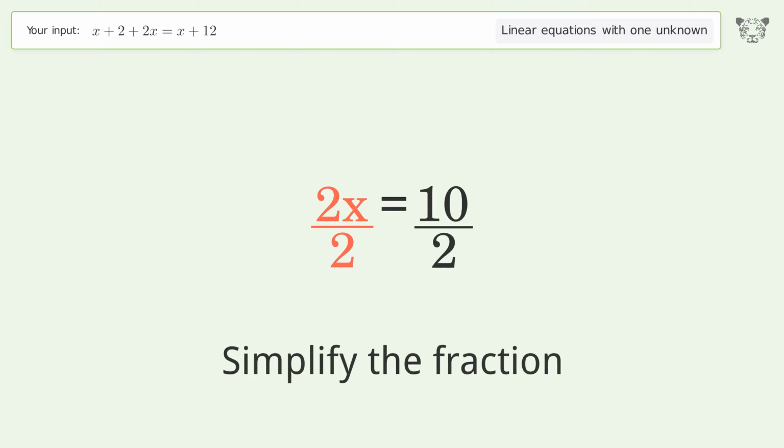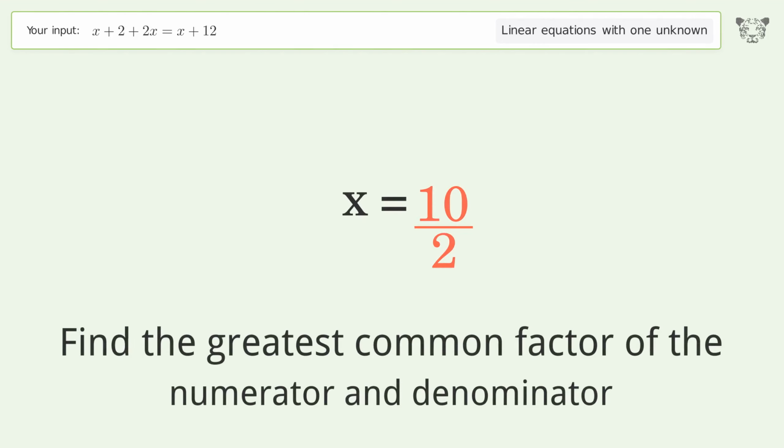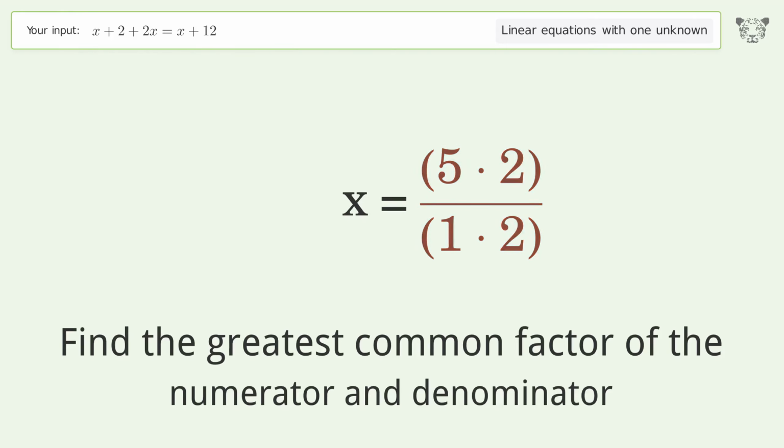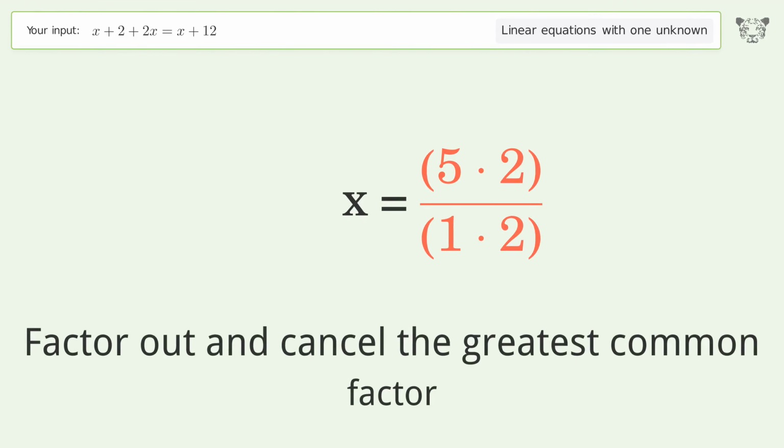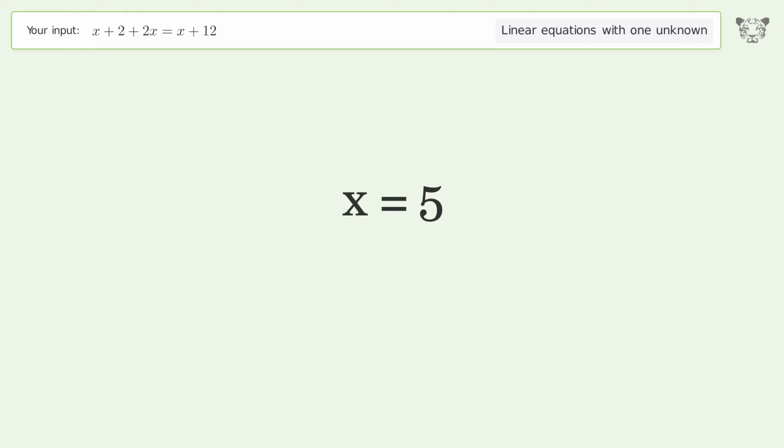Simplify the fraction. Find the greatest common factor of the numerator and denominator. Factor out and cancel the greatest common factor. And so the final result is x equals 5.